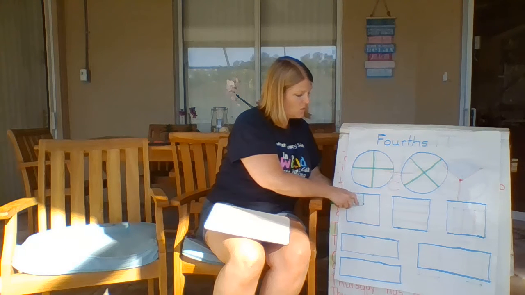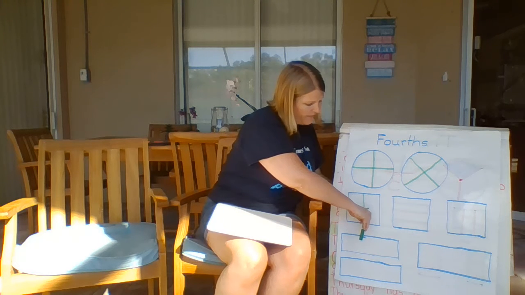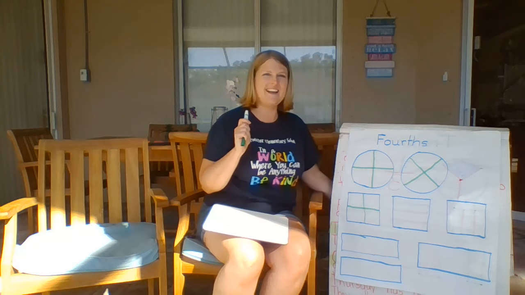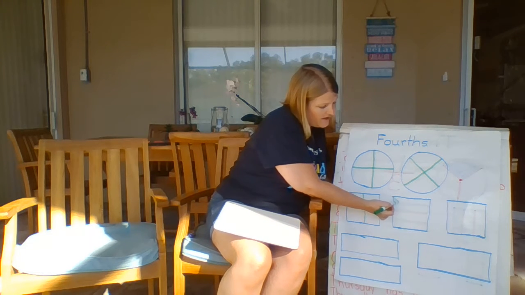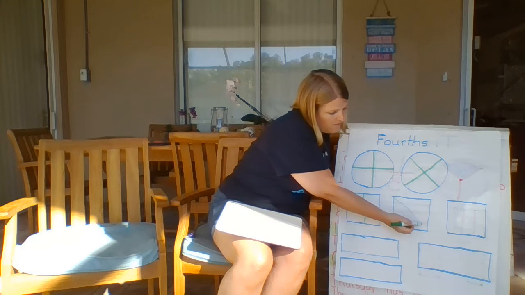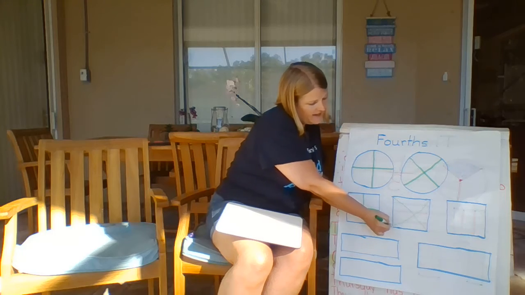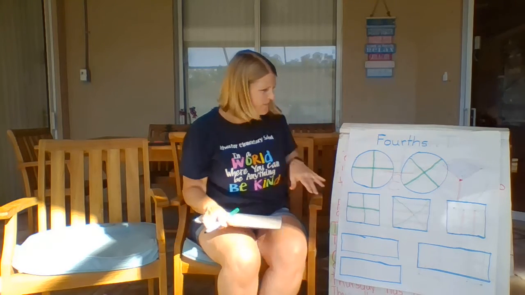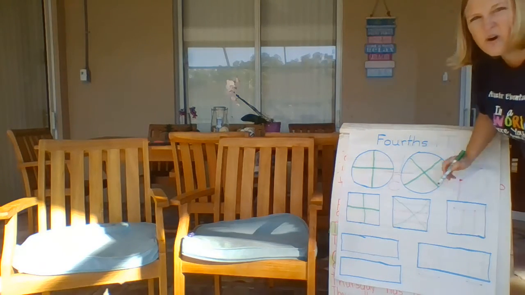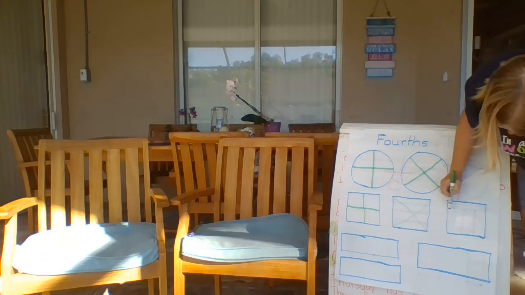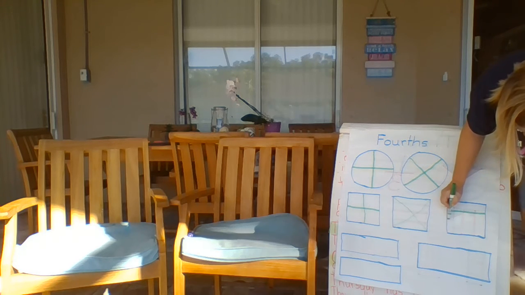I can do 1/4, kind of like making a plus sign right in the middle. I can make 1/4, making that big X in it to show 1/4. Or I can make 1/4. You can't see me, but you can see what my pen is doing by drawing 3 lines across this way.